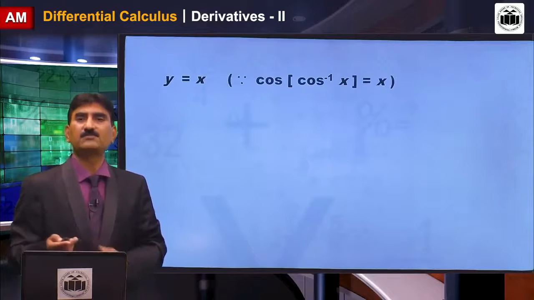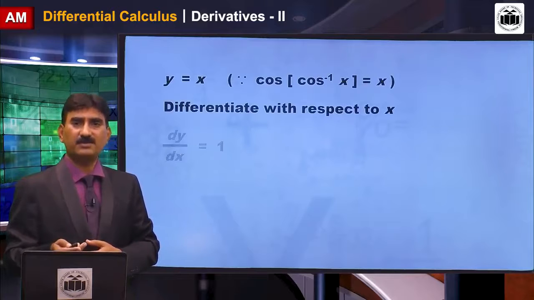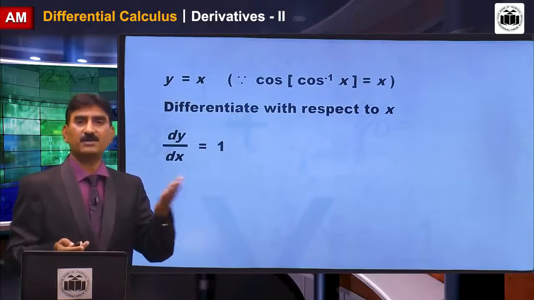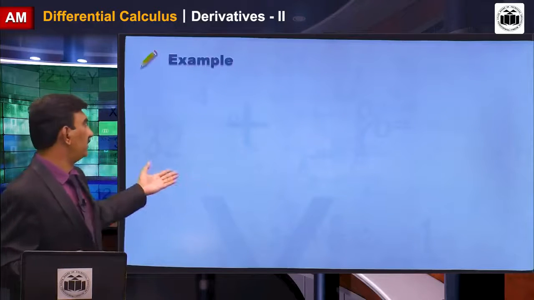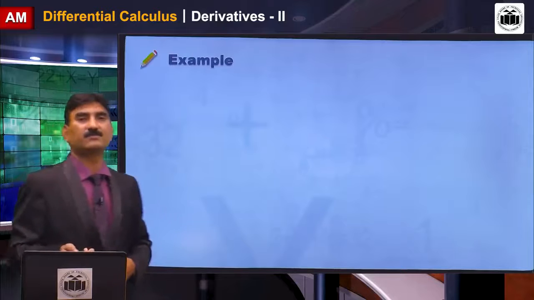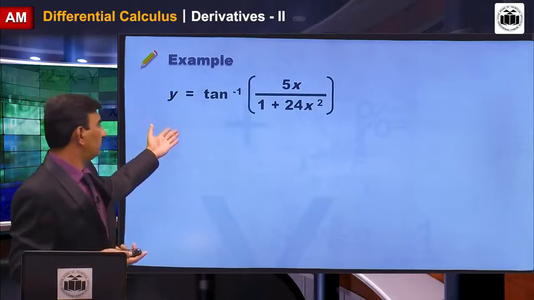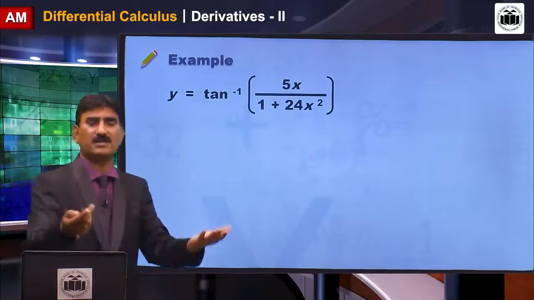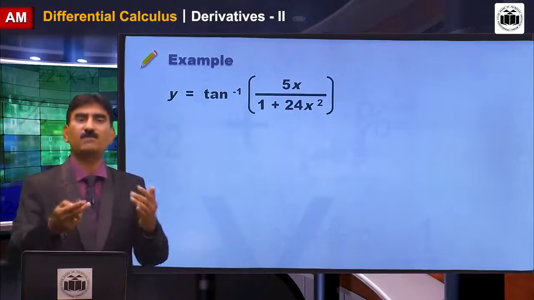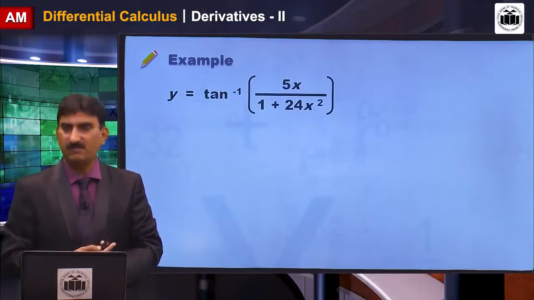Now differentiate with respect to x. The derivative of x is 1. So finally we get the result. It is 1. Now look at another example. So we solve all these examples on the rule of inverse trigonometric function.